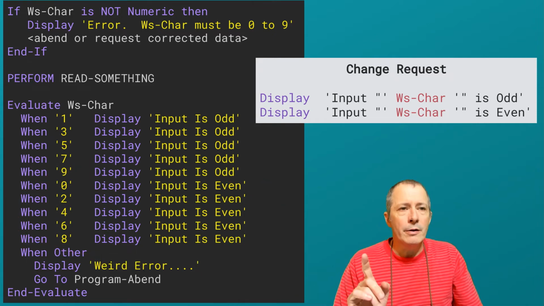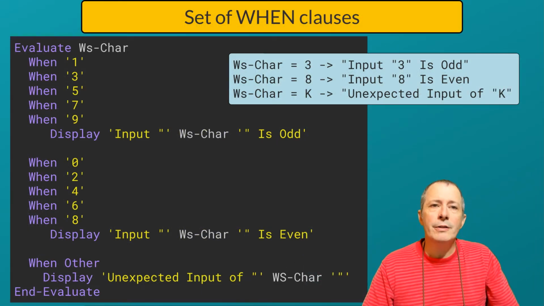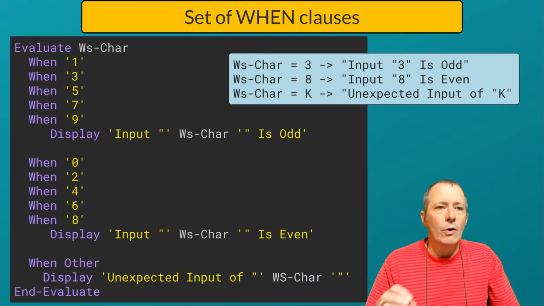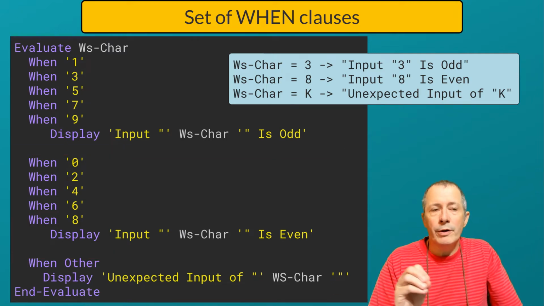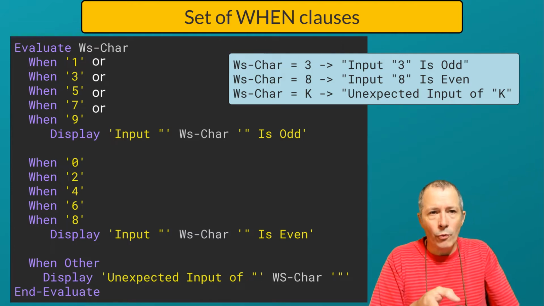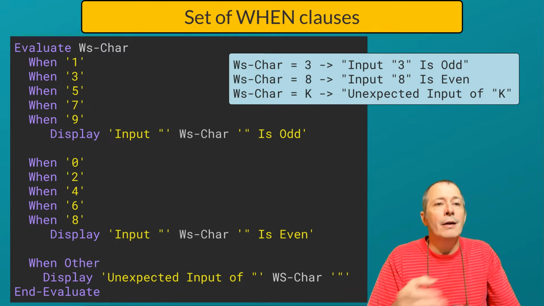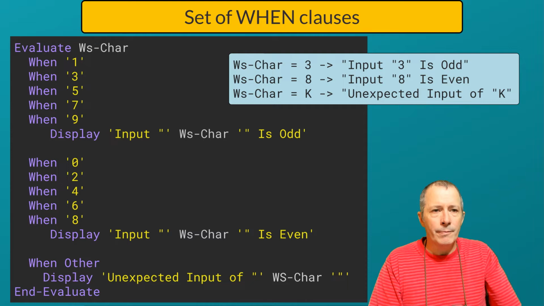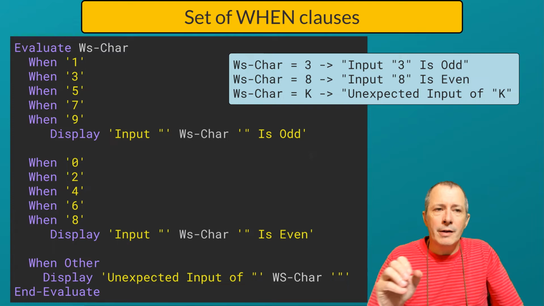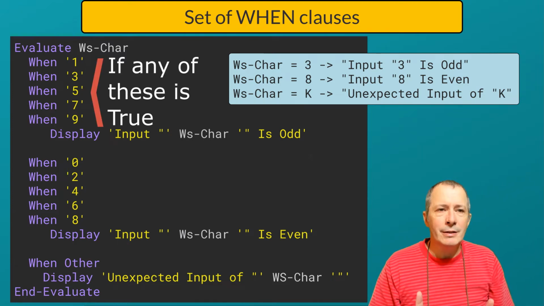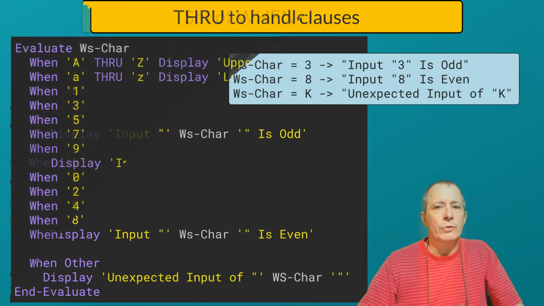Is there some way that the duplication could have been eliminated? Yes, by using a set of when clauses or a set of selection objects. There are implied ors between the when clauses: when 1 or when 3 or when 5 or when 7 or when 9. Display the message that the input is odd. Another way to word this is: the display that the input is odd is executed if any of the when clauses in the set of when clauses above it is true. Same statement applies to even numbers.